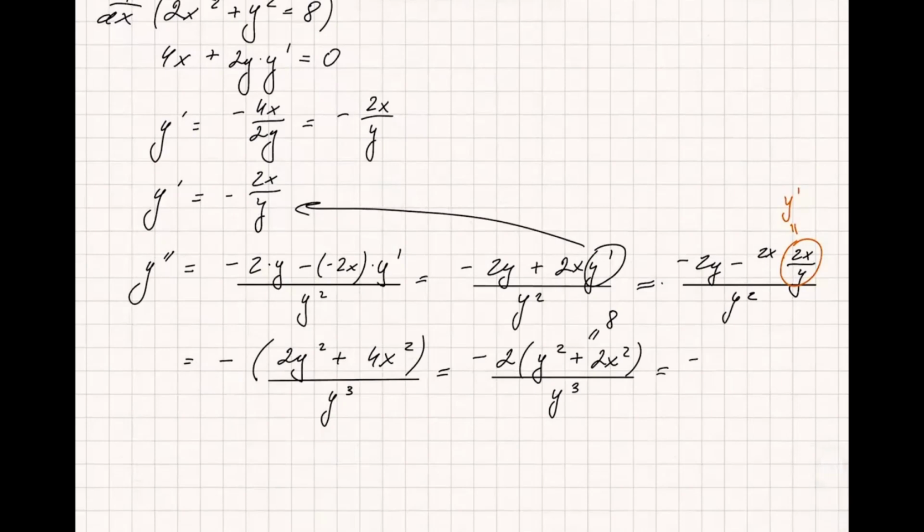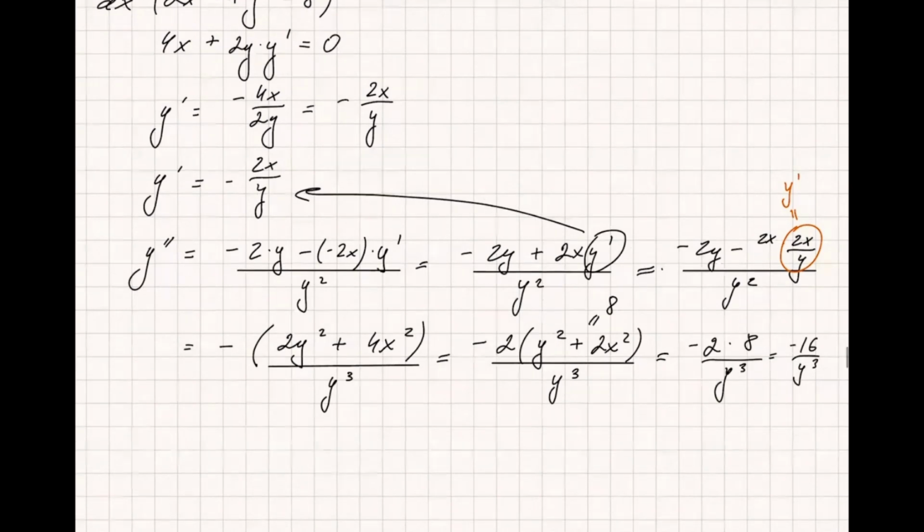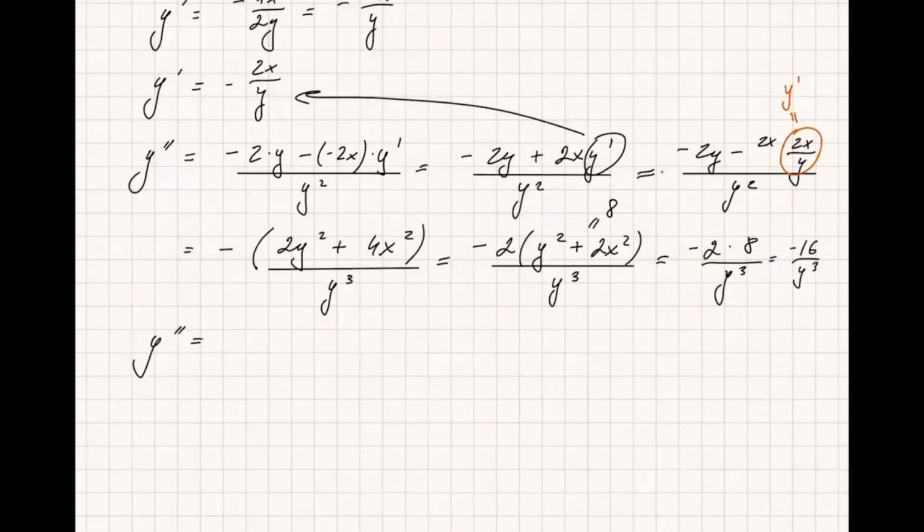So you end up with negative 2 times 8 over y cubed, which is negative 16 over y cubed. And this is the end of your problem. This is y double prime is equal to negative 16 over y cubed.